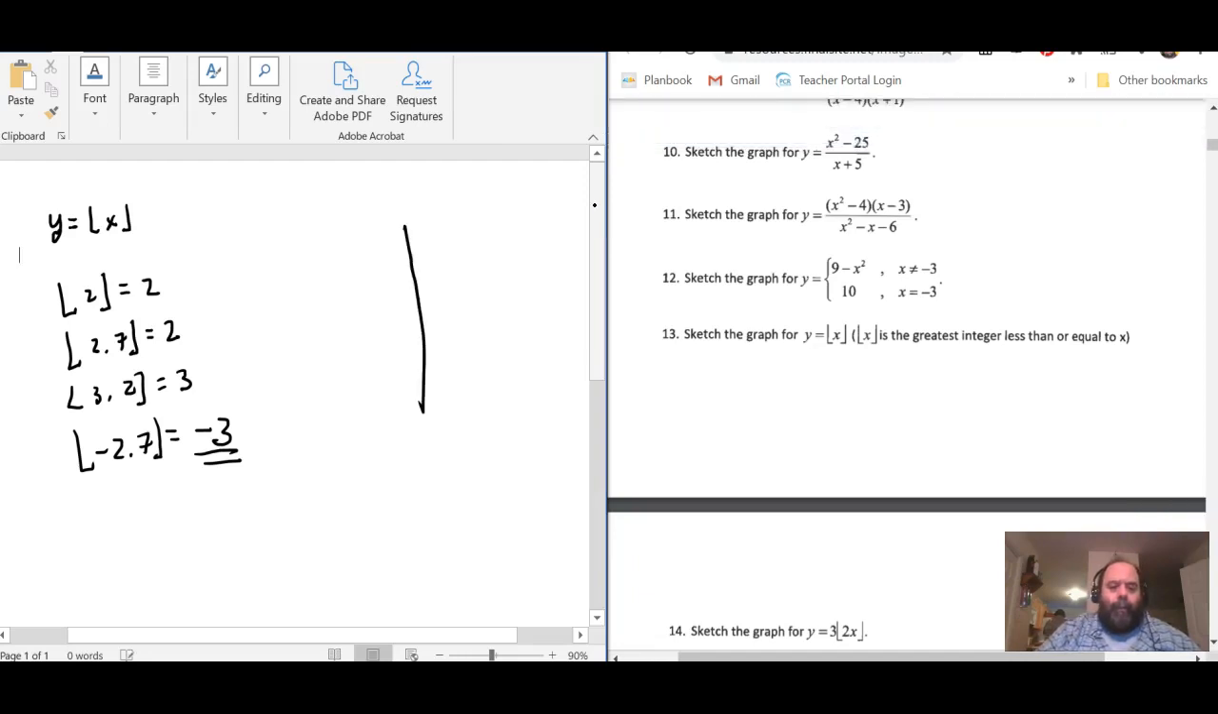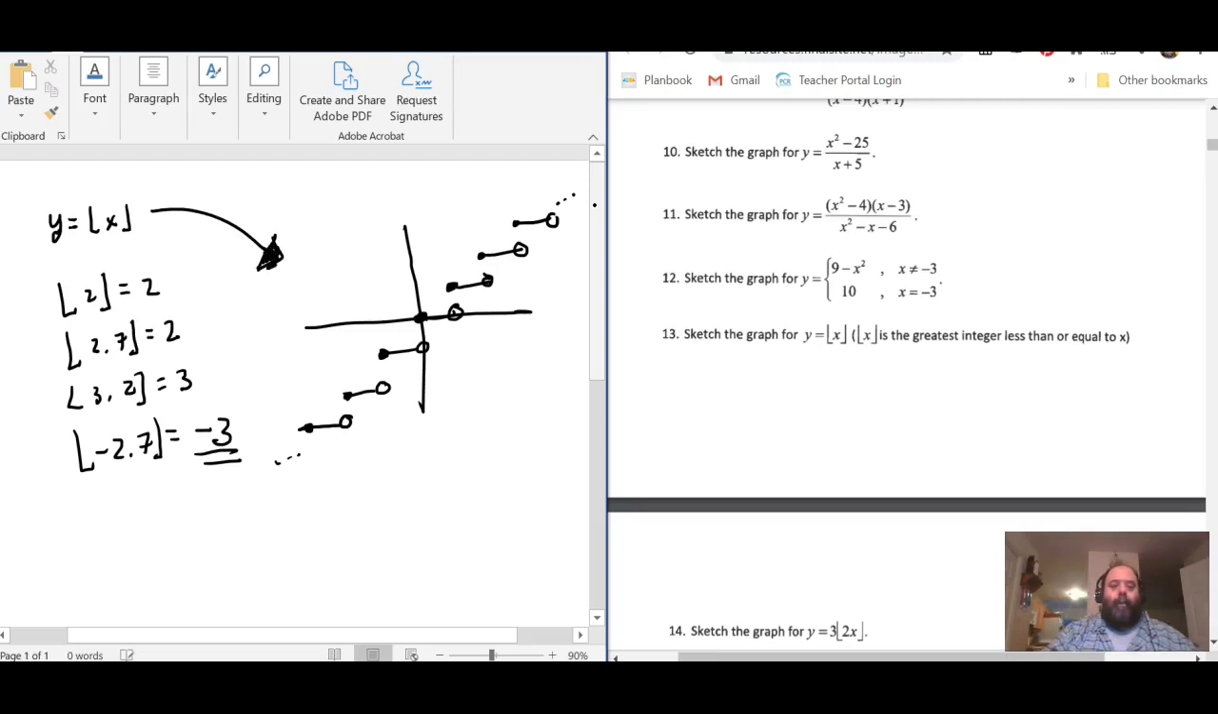But what's the graph of this thing look like? Well, at 0 I get 0 until I get to 1, and then it jumps up to 1. And then it jumps up to 2, and then it jumps up to 3. It just keeps going, and then coming the other way, it comes back down. And basically, this is just like a step function, right? So this graphs as a step function.